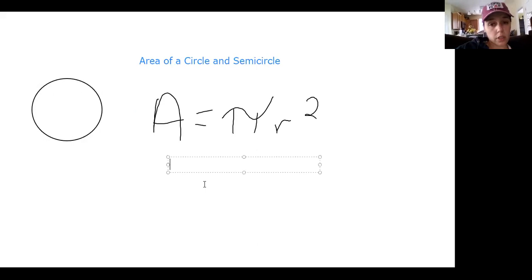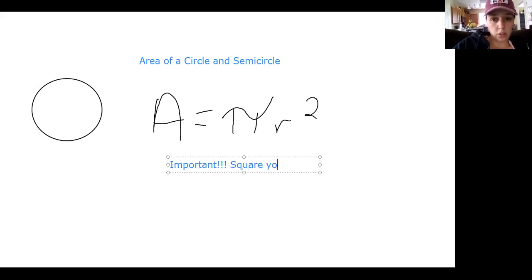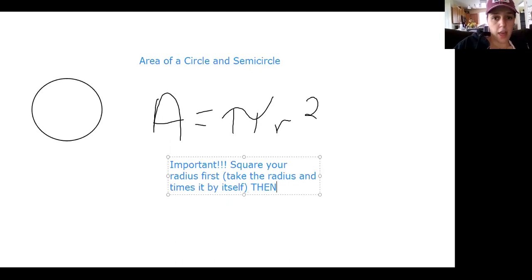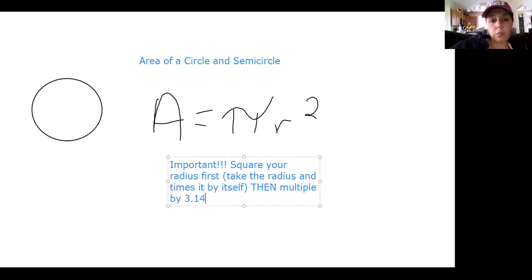Now, what's really important here is you need to follow PEMDAS, and that includes you need to square your radius first. Okay, you do your exponent first. So take your radius and times it by itself, then multiply by 3.14. If you multiply by pi first, then do your radius squared, you're going to get a completely different answer.